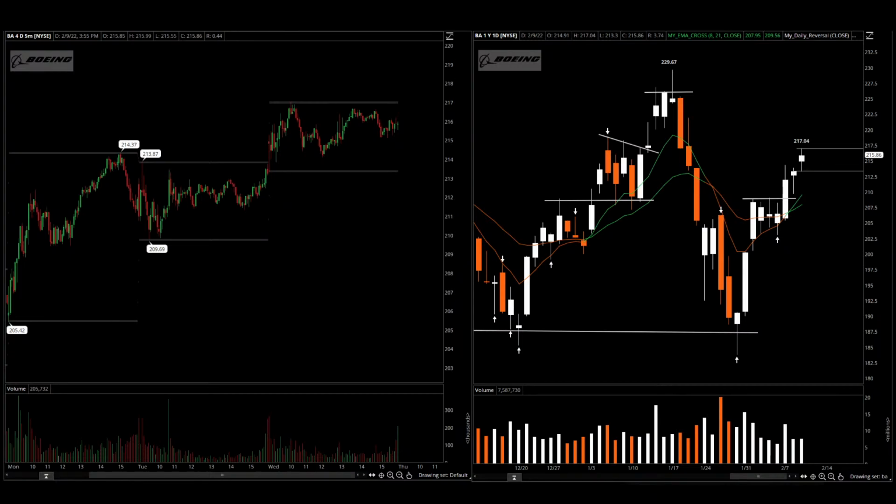Boeing, it stalled a bit. We had a very beautiful trade on Monday and closed a bit too soon, but I'm happy to see that it gave very nice upside on those calls to 217 yesterday, so very nice upside follow-through. Now what?